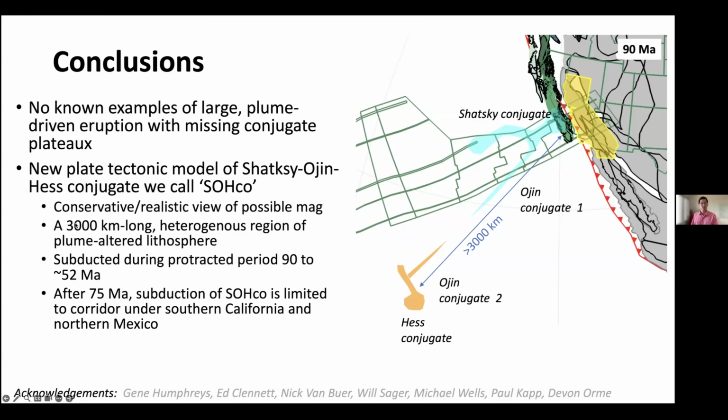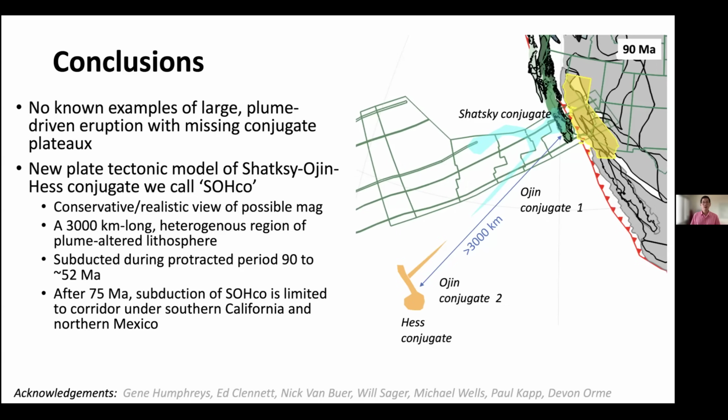And this is a 3,000 kilometer long area of plume-altered lithosphere that subducted between about 90 to 52 million years ago. And after about 75 million years ago, most of this material would have subducted south of Southern California.